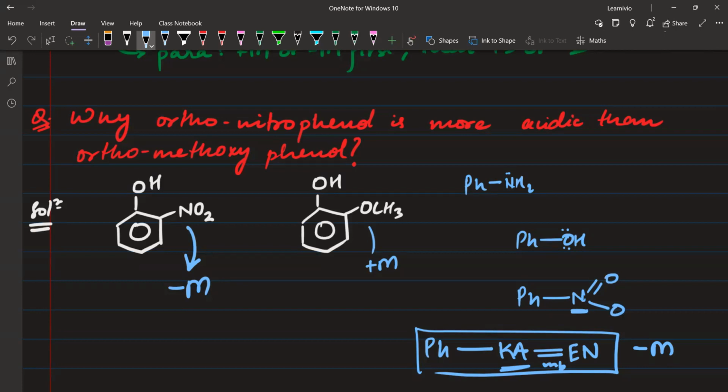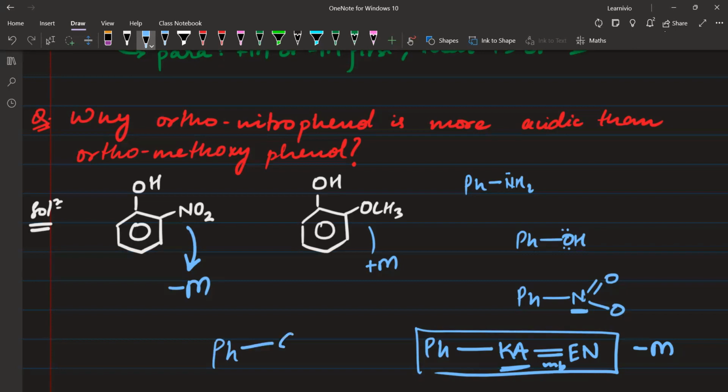Benzene ring connected to a key atom, which is further connected to an electronegative element via multiple bond. Can you repeat once again the complete thing? A benzene ring connected to a key atom, which is further connected to an electronegative atom by multiple bonds. Okay, very good. So let us suppose we have something like this.